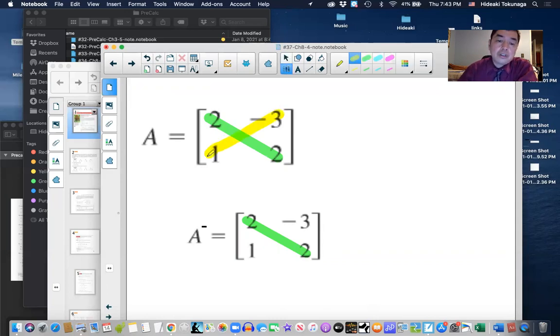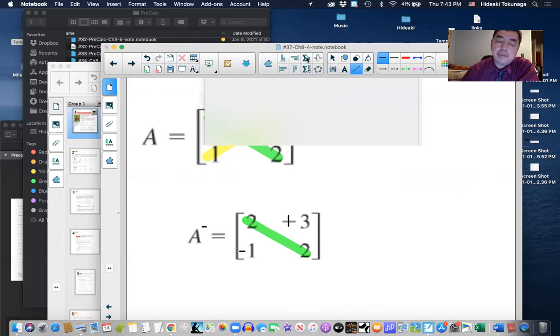This number is going to be, let's see, we negate, right? Negate means we switch the sign. So this becomes positive, this becomes negative. Now we find out the determinant, right? So 2 times 2 is 4, and 4 minus negative 3 times 1, which is 7.